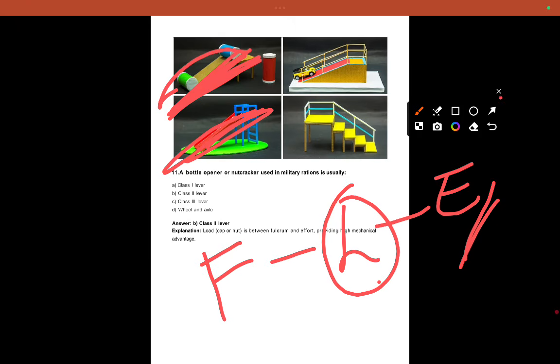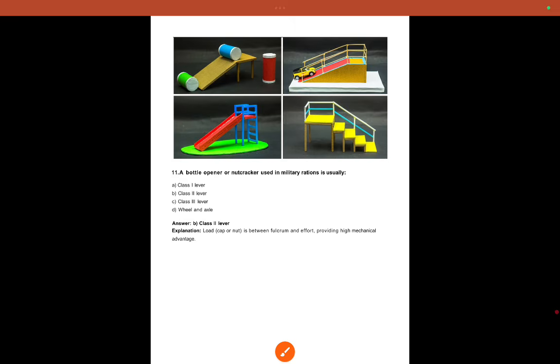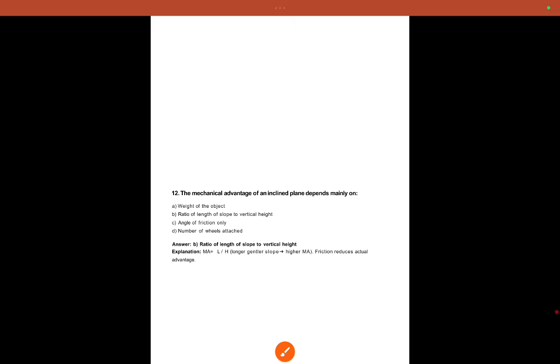Okay, clear? Then the 12th one: the mechanical advantage of an inclined plane depends mainly on what? It's not the weight of the object, not the number of wheels, and the angle of friction is also not. It is a simple one: length by height. That's the ratio of the length of the slope to the vertical height.